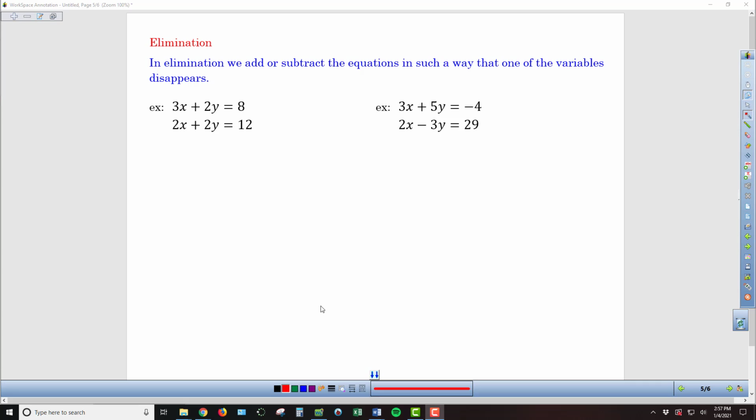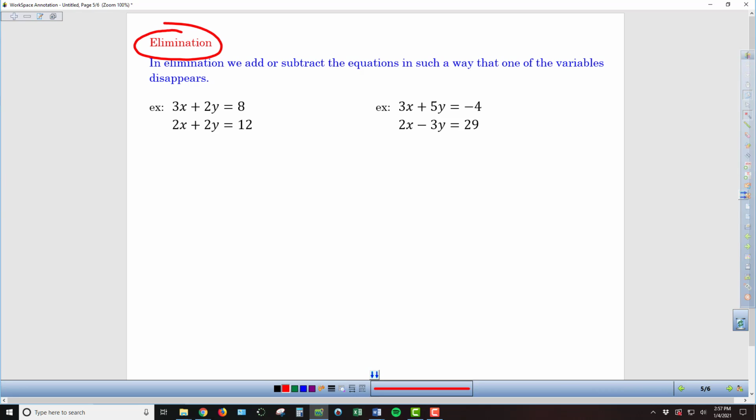Another technique that can be used for solving systems of equations is called elimination, or it's sometimes referred to as linear combination. But the idea is we're going to add or subtract the equations in such a way to get one of the variables to disappear. So again, just like with substitution, the goal is to move from having two equations with two variables down to one equation with only one variable in it.